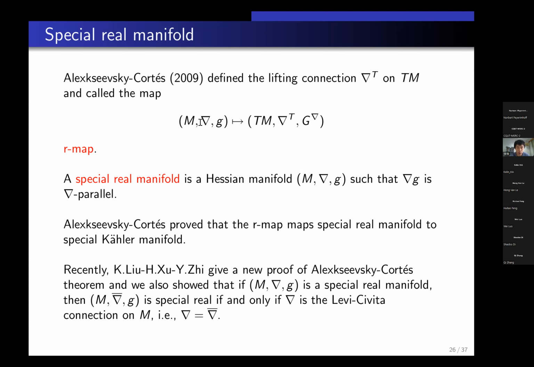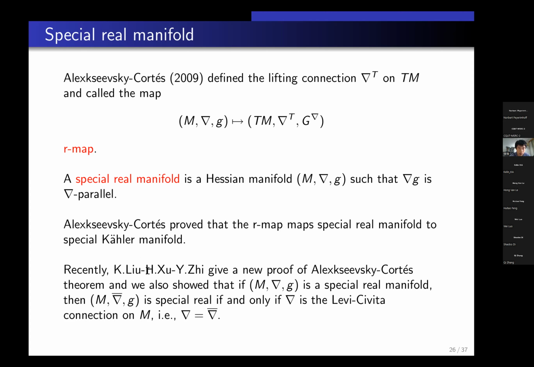In general, it maps Hessian to Kahler. It only maps Hessian to Kahler. But if we restrict it to special real, we can see that the target manifold is a special Kahler manifold.